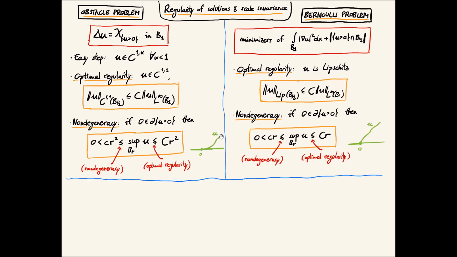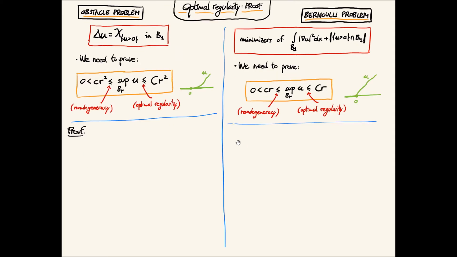This is the picture. U grows similar to a parabola here, while similar to a linear function here. So this is the picture to have in mind around free boundary points. Now, how do we prove this? Well, for the bound from above, we simply use that U is non-negative.